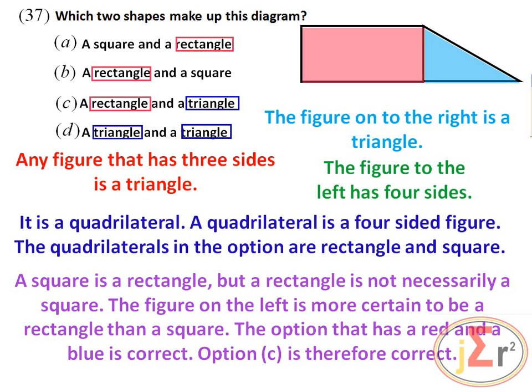The option that has a red and a blue is correct. And the red is for? Rectangle. And the blue is for? Triangle. Right, so the option that has a red and a blue, which is option? C. Right, and that one is our correct answer.